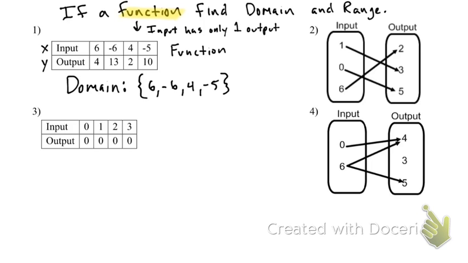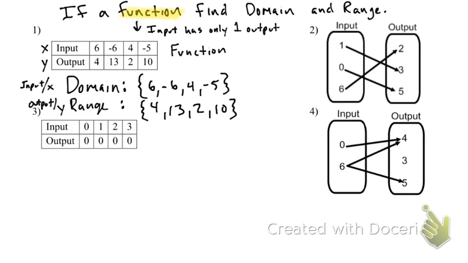Okay? So again, your domain, think of it as your input or x values. Okay? Your range is the y values or your output. So we're going to put it in these brackets. So my range is 4, 13, 2, and 10. And your range is your output or y values. Okay? So that's what we're doing for number 1.